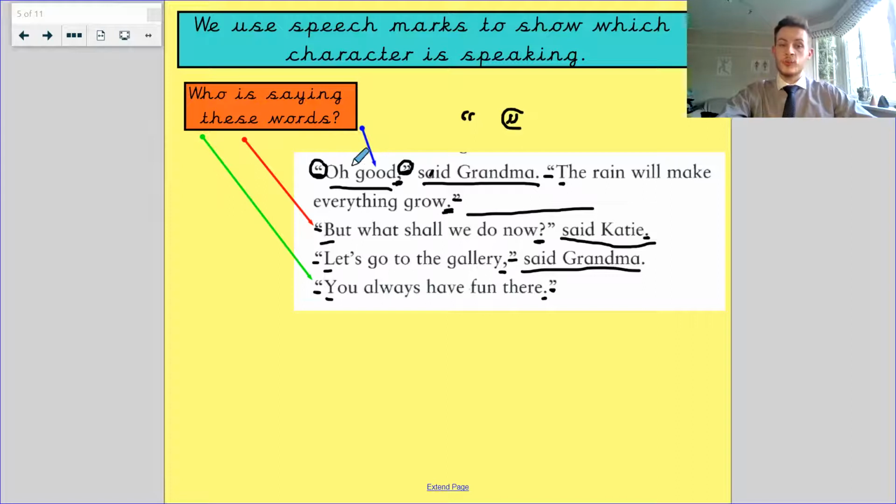So, oh good was said by Grandma because it says said Grandma afterwards. But what shall we do now? Well, it said Katie. Katie said that afterwards. Then this green line says, you always have fun there. Now, it doesn't say said Grandma at the end of this, which means we have to assume it was the person that was last talking that's continued talking. So it's said Grandma. So Grandma says this line as well.